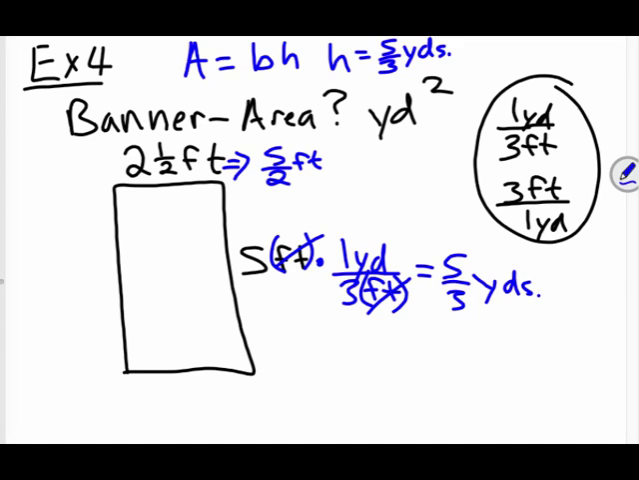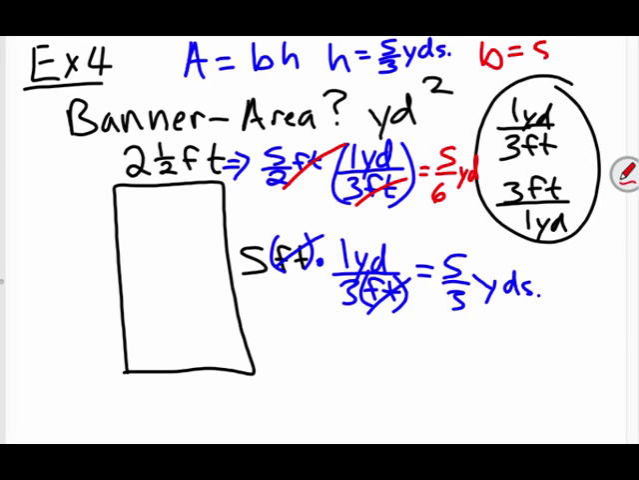And what's our conversion factor? Same as before, 1 yard is equal to 3 feet. We're going to multiply those. The cool thing about using that first conversion factor is that the feet cancel, and now I got how many yards? 5/6, right? So then my base is equal to 5/6.